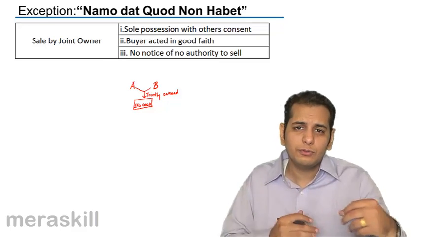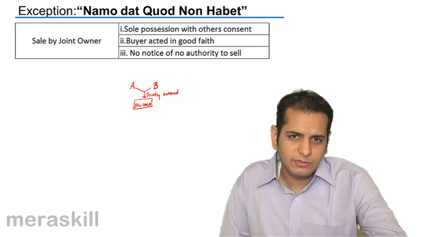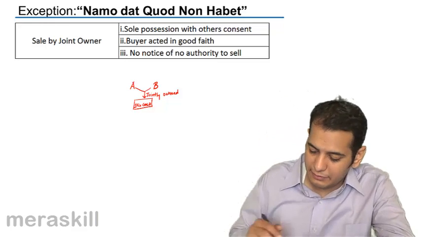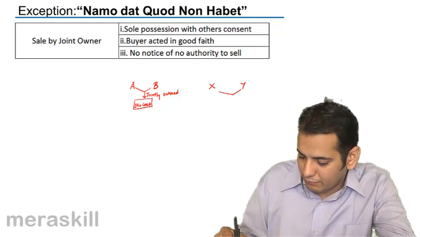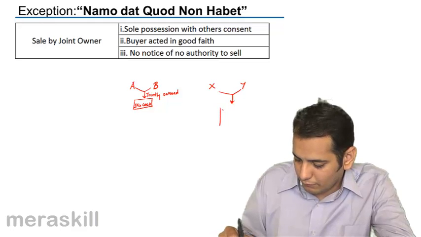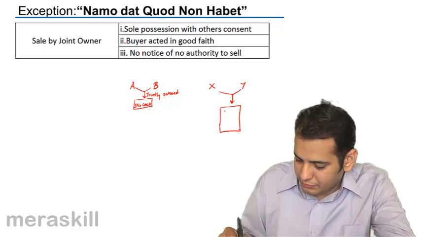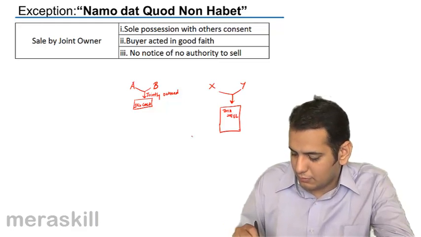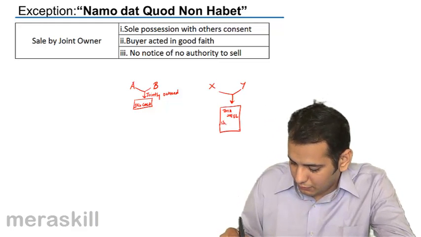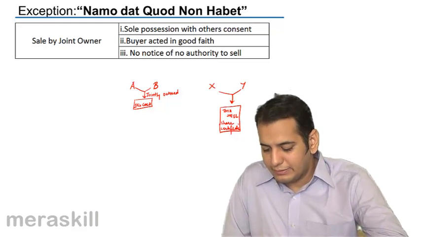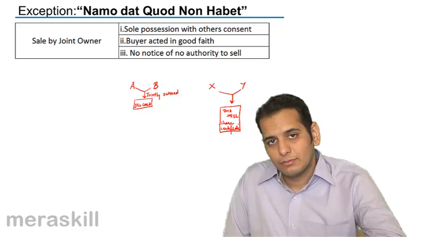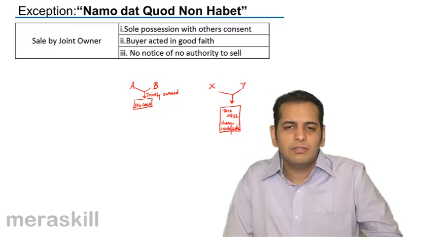That means A and B are joint owners here. We cannot say that only A is the owner. We cannot say that only B is the owner. But both of them jointly are the owners here. So they become joint owners. In the same way, let's say there are two persons, X and Y, and they jointly own shares in, let's say, Tata Steel. So X and Y here become joint owners of the shares of Tata Steel. Both of them have the rights of ownership. Both of them become owners here.